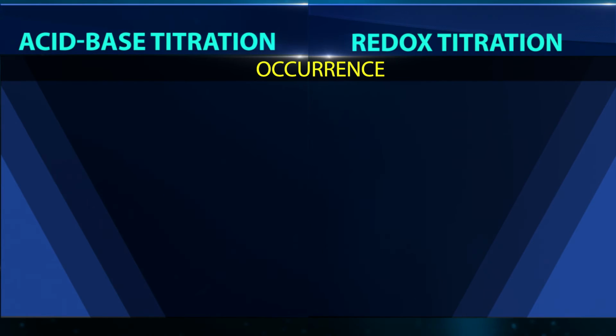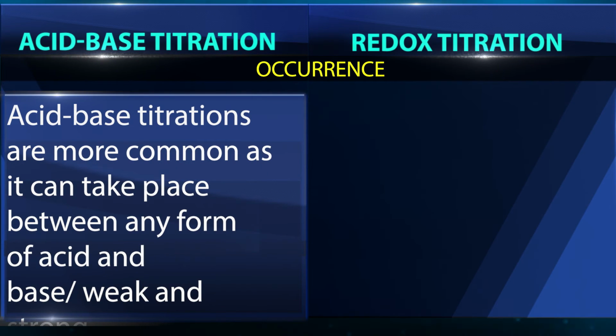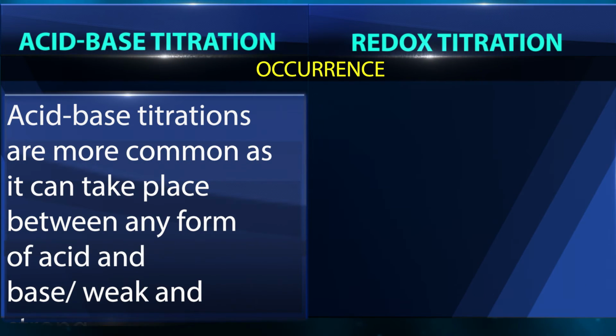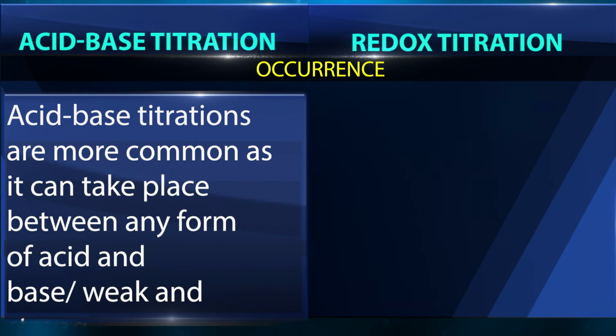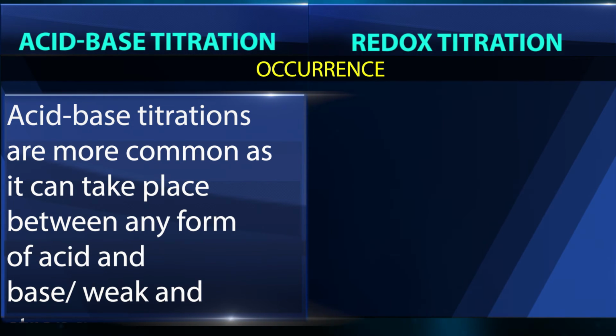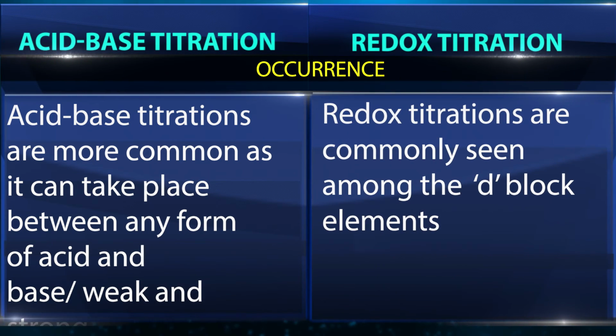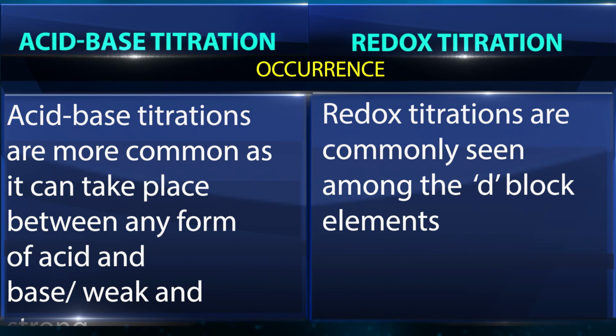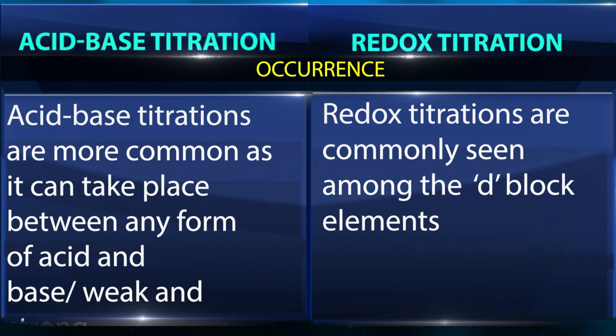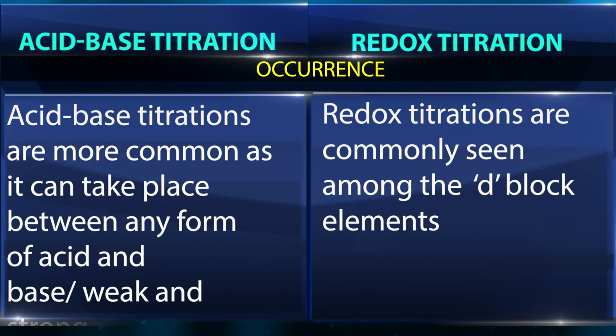Occurrence. Acid-base titration. Acid-base titrations are more common as they can take place between any form of acid and base, weak and strong. Occurrence. Redox titration. Redox titrations are commonly seen among the D block elements.